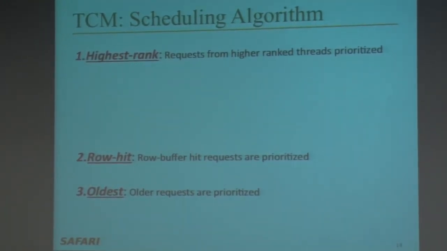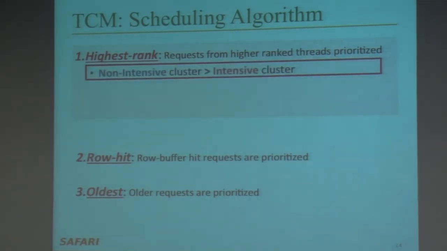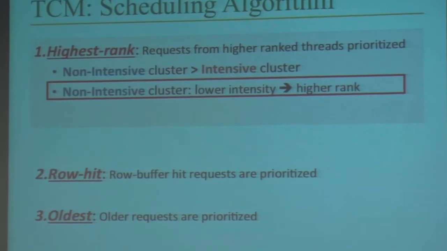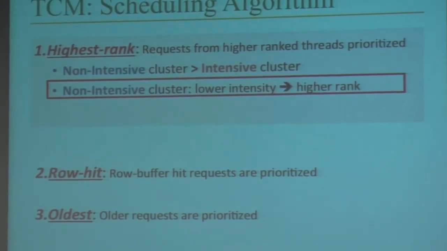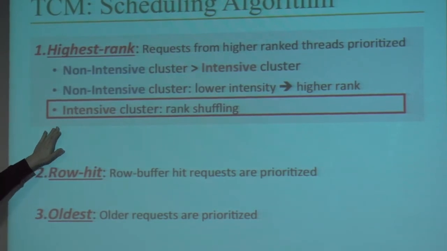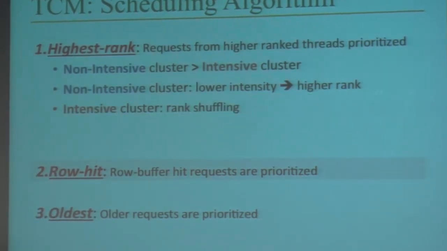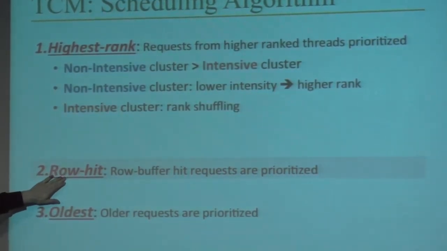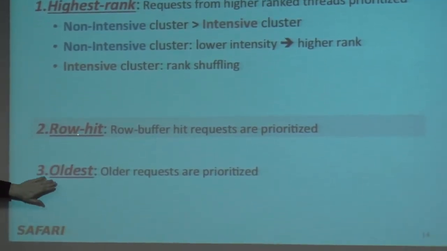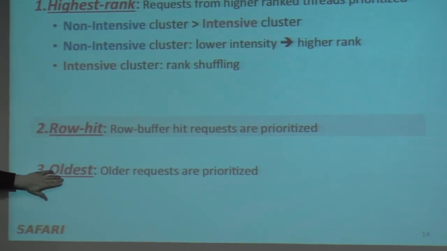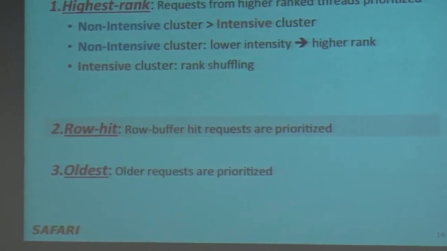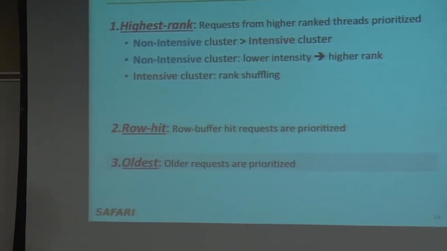Requests from higher ranked threads are prioritized. And ranking is determined this way. Non-intensive cluster is higher than intensive cluster. Within the non-intensive cluster, lower intensity threads have a higher rank. And within the intensive cluster, we do rank shuffling. Assuming everything up here is equal, row buffer hit requests are prioritized over others. Make sense? We still want to exploit row buffer locality, obviously.